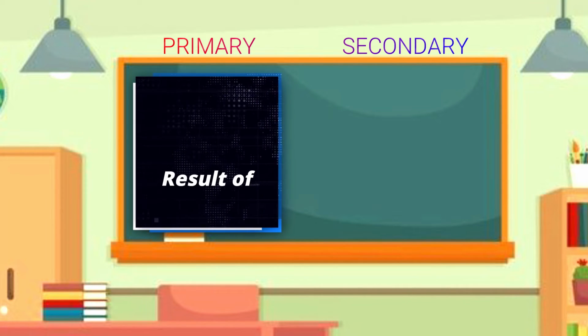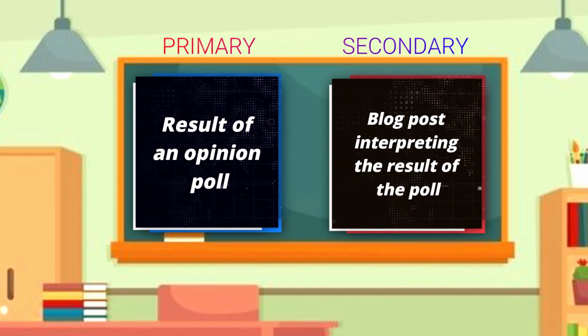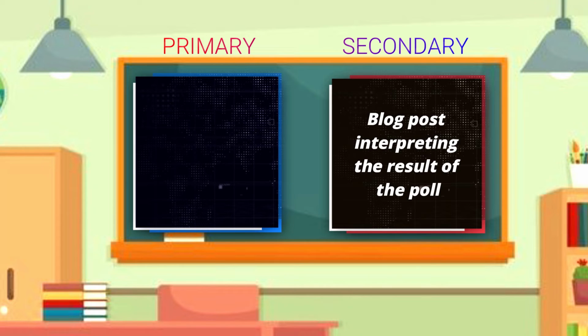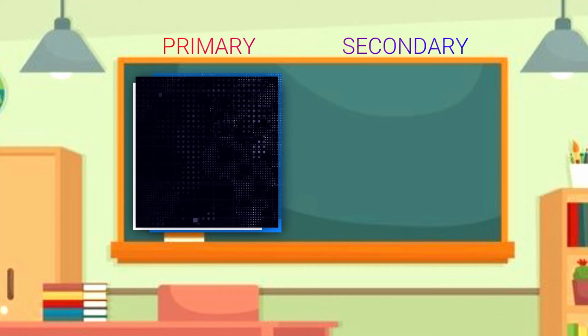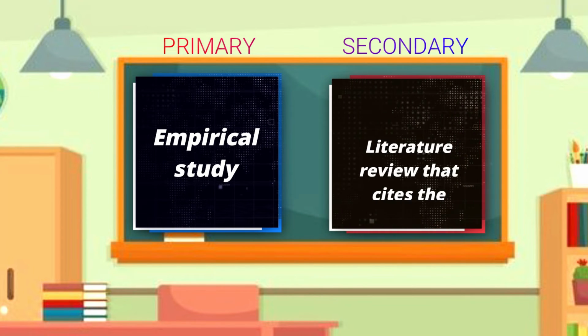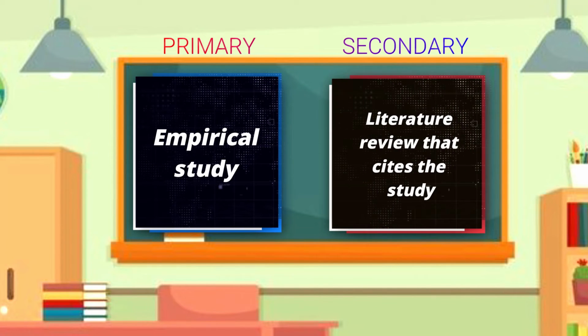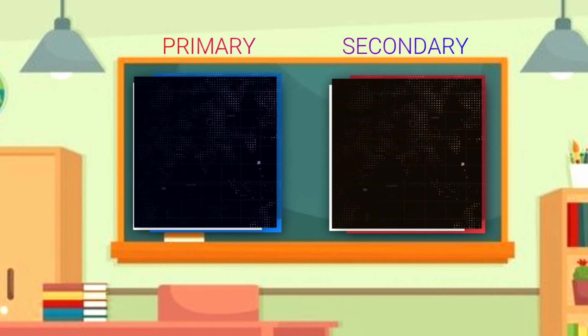If you have the result of an opinion poll as primary source, your secondary source should be a blog post interpreting the result of the poll. And if you have an empirical study as primary source, your secondary source should be a literature review that cites the study.